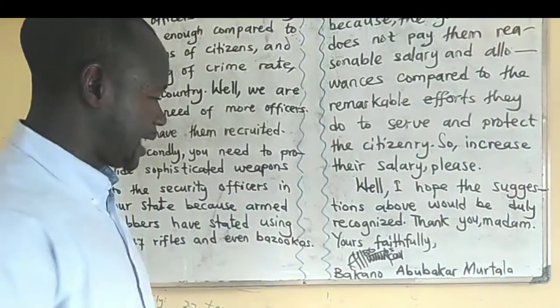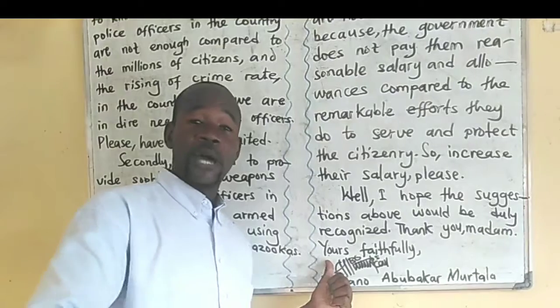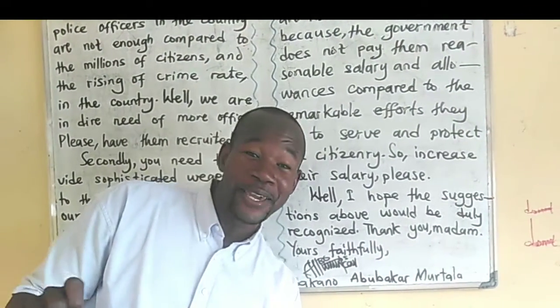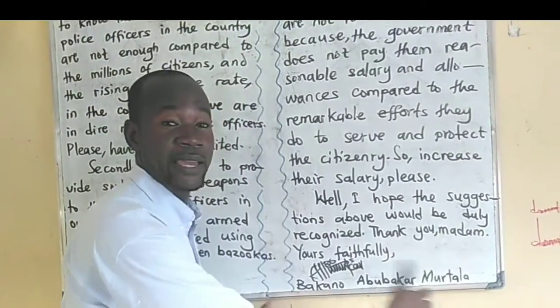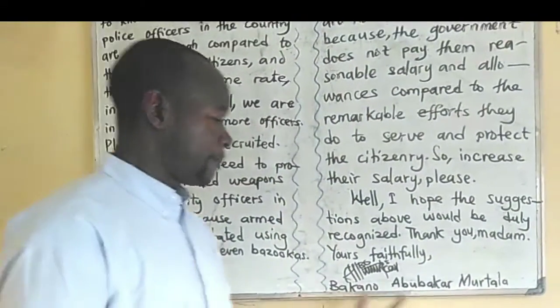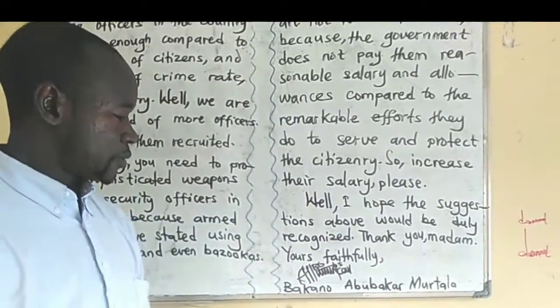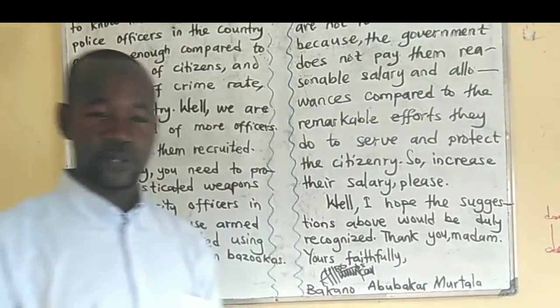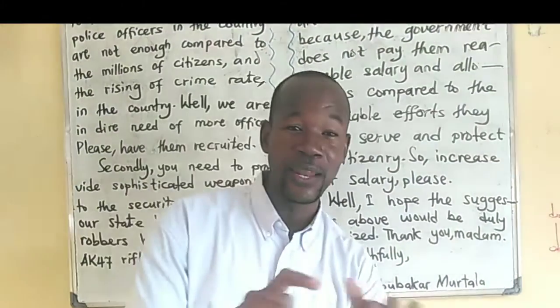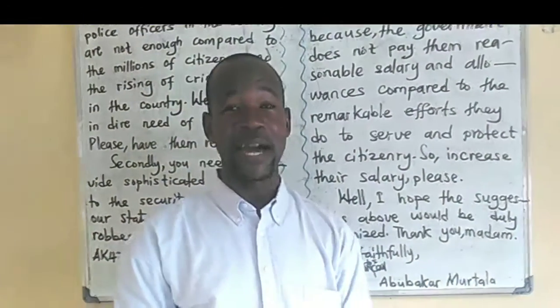And the next tip I would like to give you is that, please, your signature comes before your full name. And you see, I've just said full name. Please do not abbreviate your name. Like this one, do not write B.A. Murtala. It's wrong. Do not write Bakano M. Murtala. It's wrong. Do not write Bakano Obaka M. It's wrong. You need to write your name in full. Bakano Obaka Murtala.